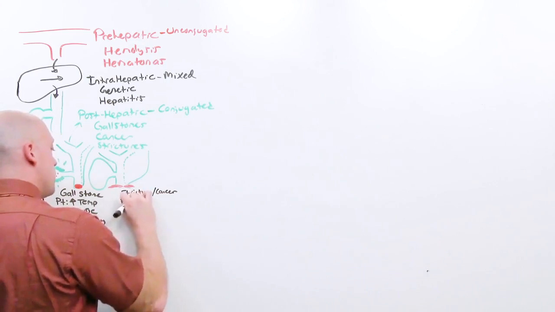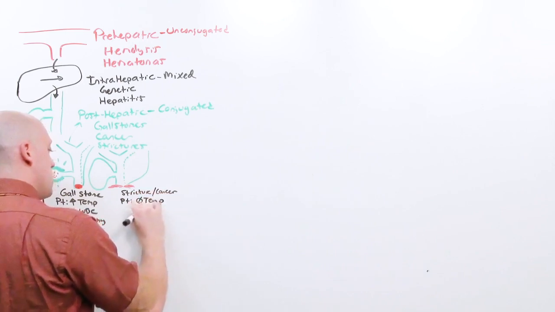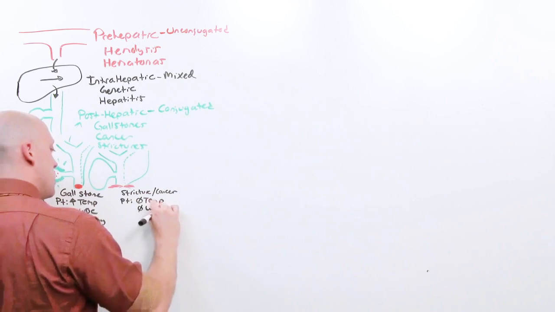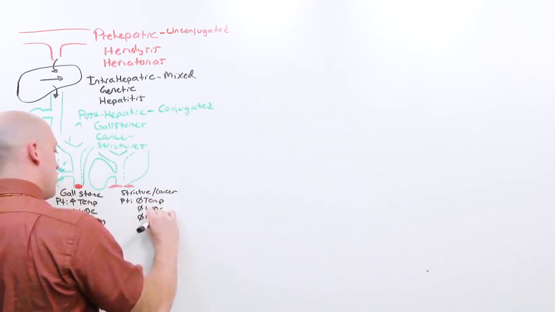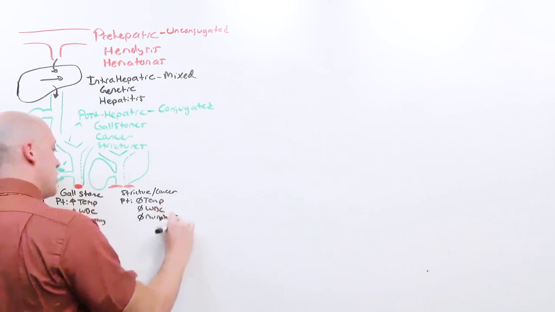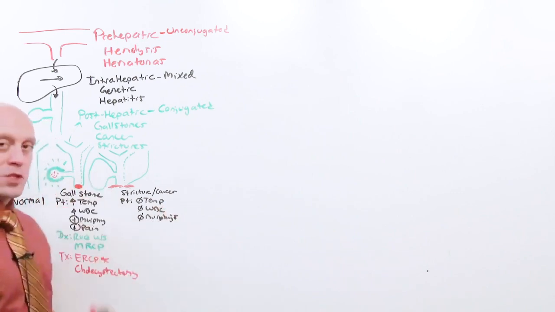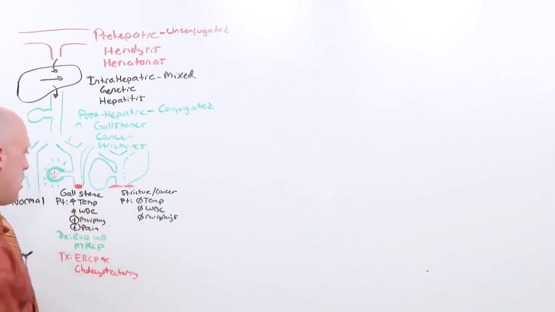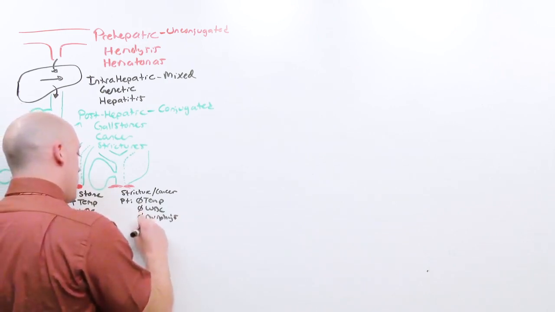Because there's no acute phase, there's no inflammation. So you won't see an elevation in the temperature, and you won't see a leukocytosis. You won't see a Murphy sign either. In fact, Courvoisier's sign is the palpable distended gallbladder. And there won't be any pain.